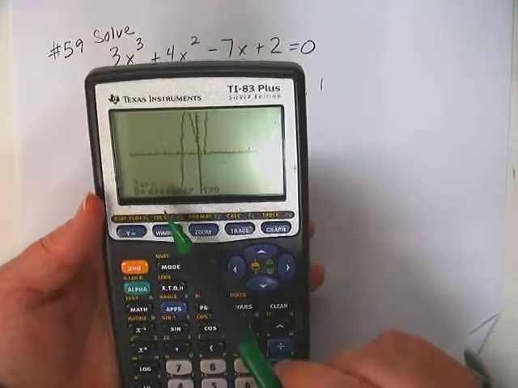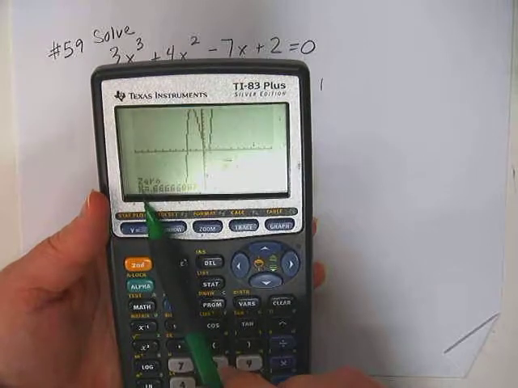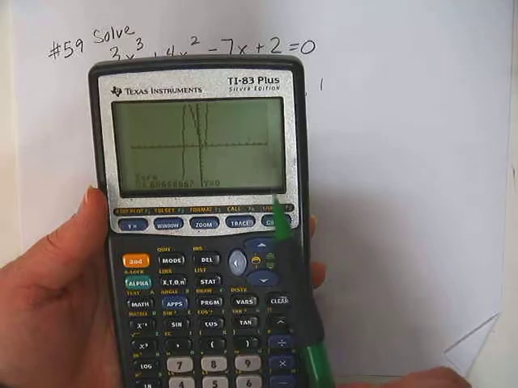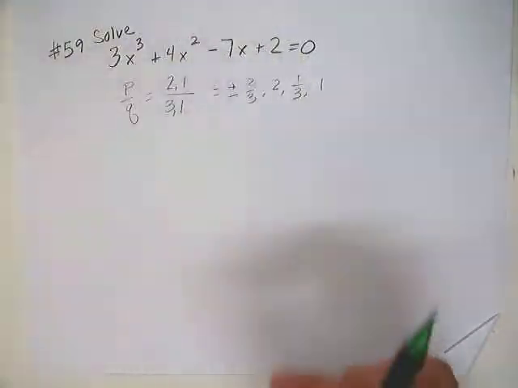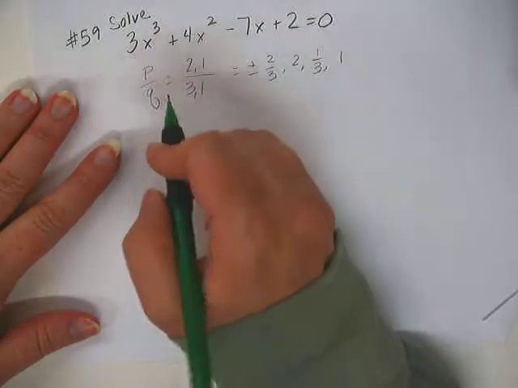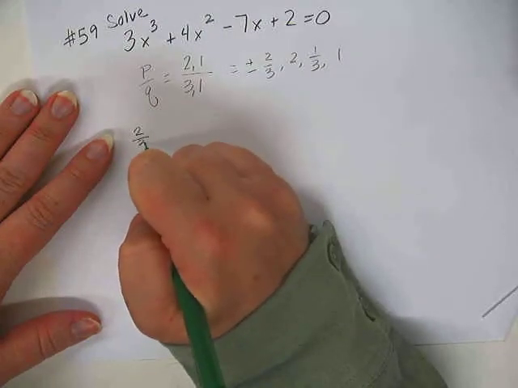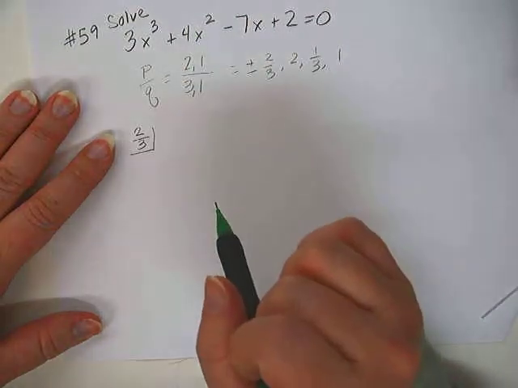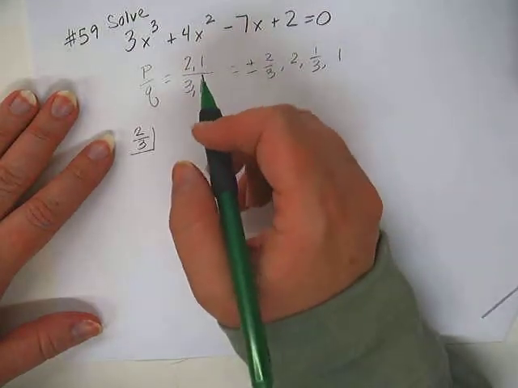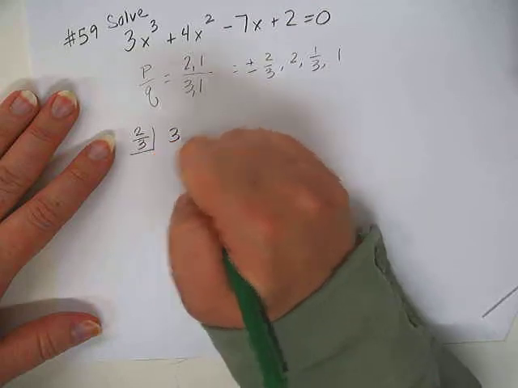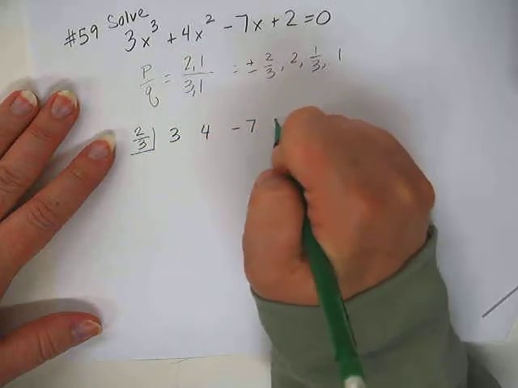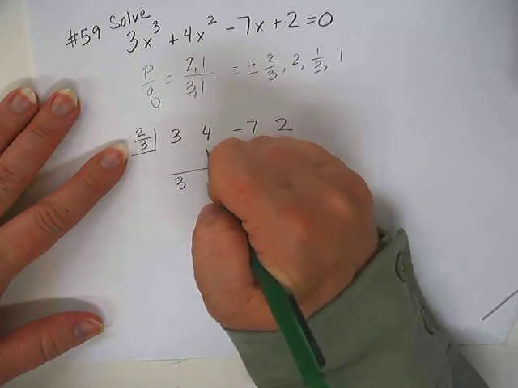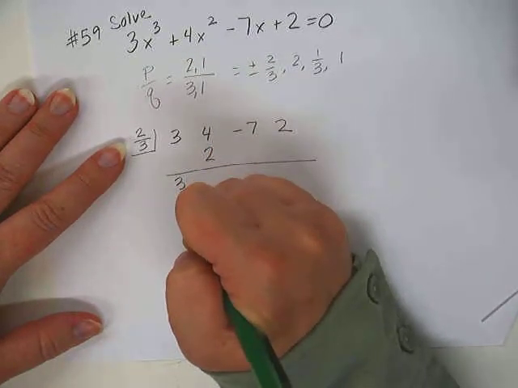I know, I should have told you that a long time ago, huh? Okay, so it can actually calculate that 0 for you, and where is it? 0.666666666, which is 2/3. So that means 2/3 should work. So we're going to do synthetic division or the rational roots theorem. If you'd rather just plug it in your calculator and do the rational roots theorem, that also works. So 2/3 with 3, 4, -7, 2.